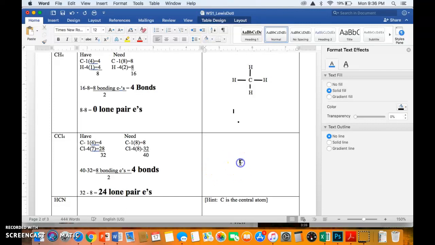Next, I surround carbon with my 4 chlorines. So I have 1 chlorine on the left. I have 1 chlorine on the right. I have a chlorine above. And I have a chlorine below.